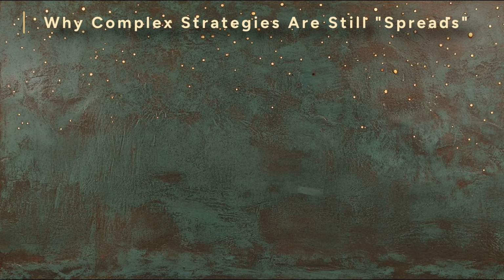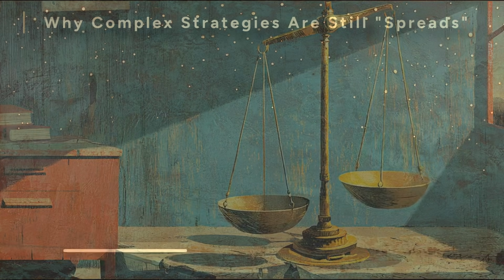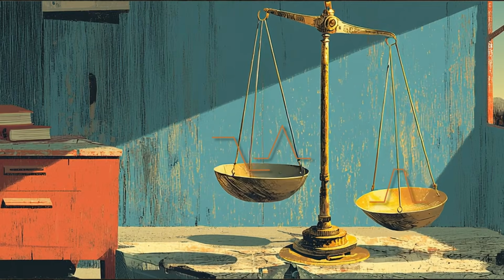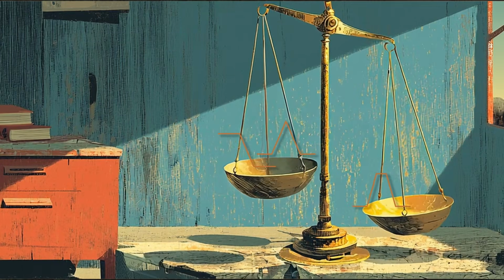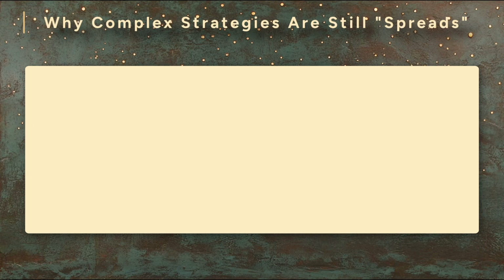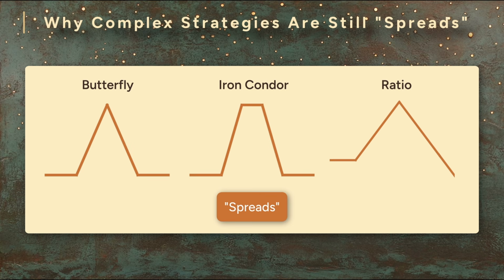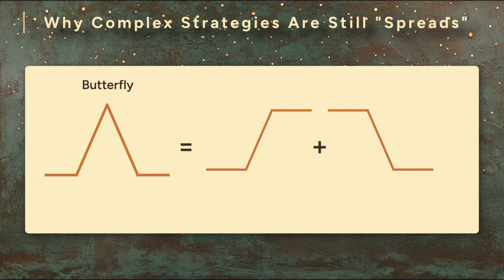The word spread doesn't just describe a two-leg trade. It's become a kind of shorthand for any structured position built from multiple offsetting components. What unites these strategies isn't how many legs they have, but that each one balances risk between its parts. Even elaborate strategies like the butterfly, iron condor, or ratio spread are still called spreads, because they're made from combinations of simpler spreads. A butterfly is really just two vertical spreads joined together.